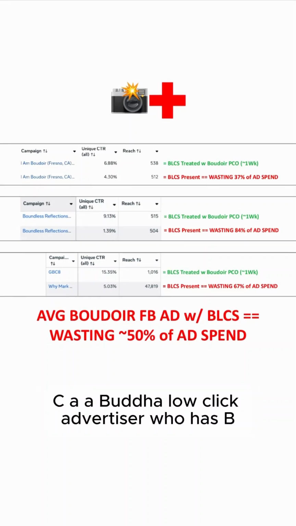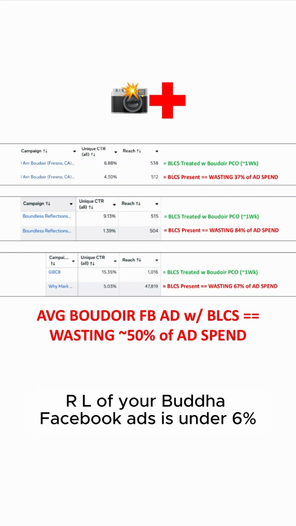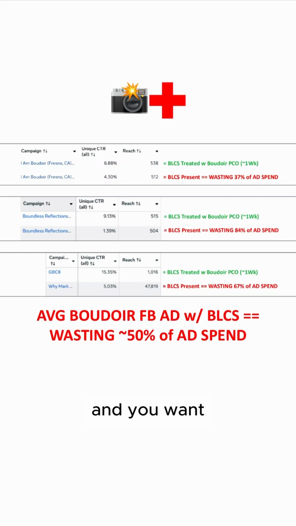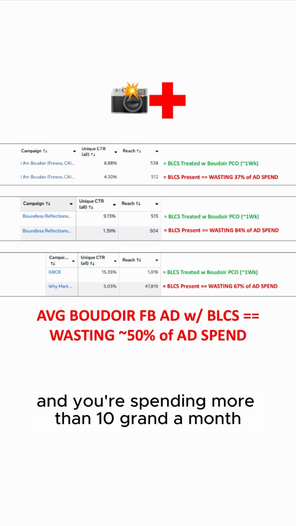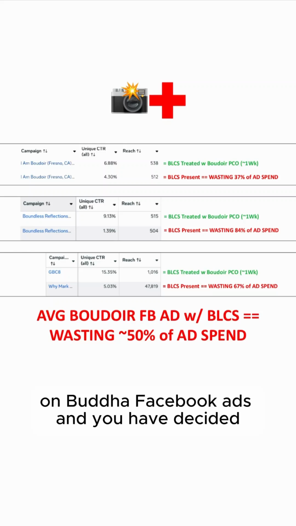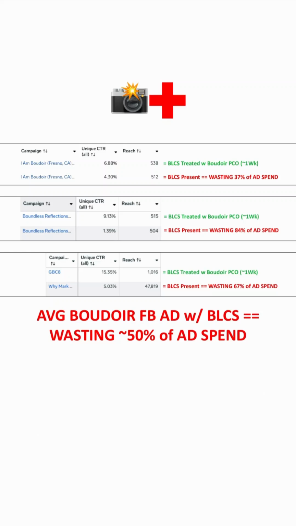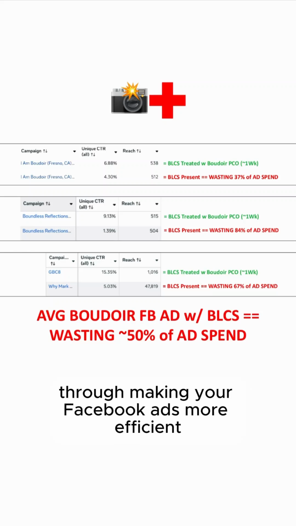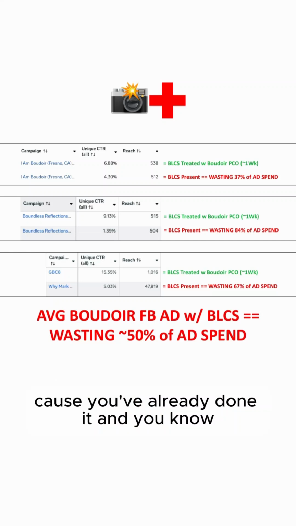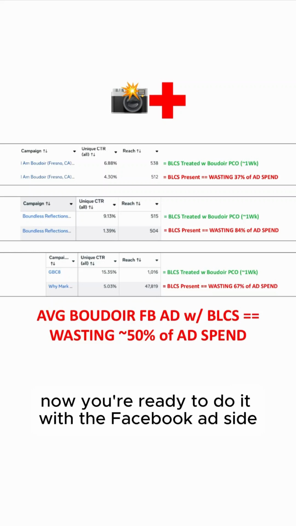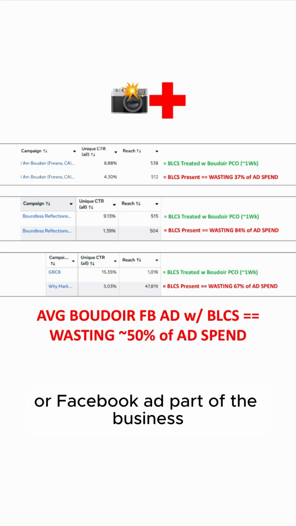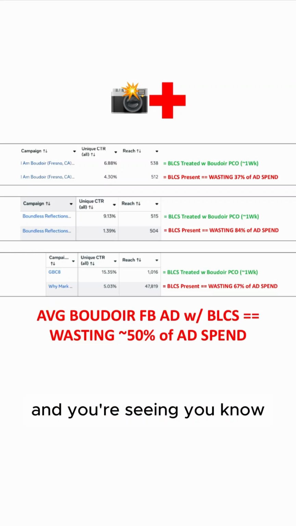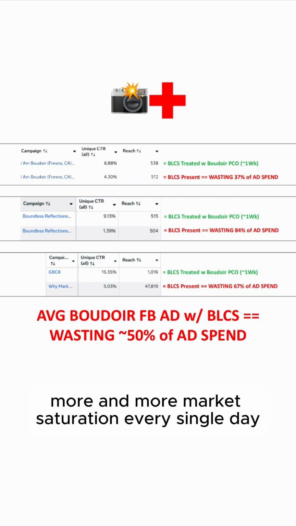If you're a BLCA, a Boudoir low-click advertiser who has BLCS, Boudoir low-click syndrome, the unique CTR of your Boudoir Facebook ads is under 6%, and you're spending more than 10 grand a month on Boudoir Facebook ads, and you have decided that now you need to pull more efficiency, more profit out of your business through making your Boudoir Facebook ads more efficient because you've already done it in other places in your business. Now you're ready to do it with the Facebook ad part of the business, and you're seeing more and more market saturation every single day.